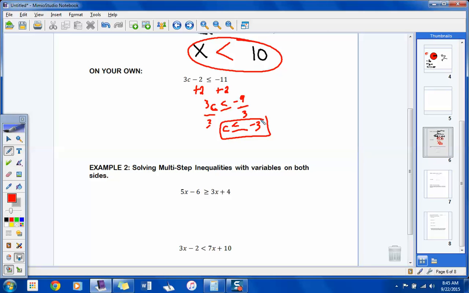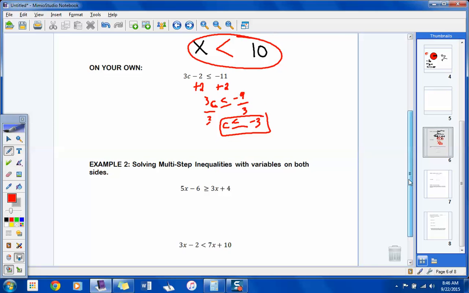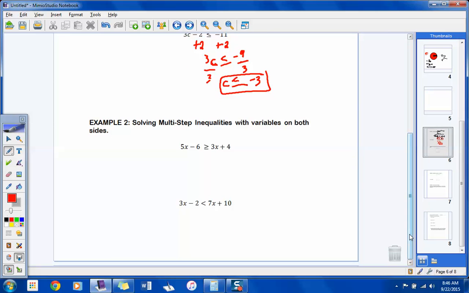How many had that, by the way? Awesome. Very good. Okay. Well, same stuff here, guys. Let's look at some examples with variables on both sides. If you have variables on both sides, you guys know enough already to say, I don't want variables on both sides. It should be on the same side.